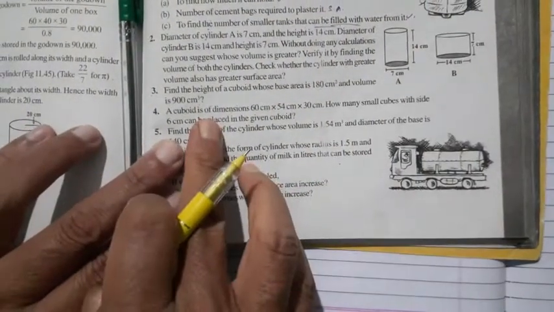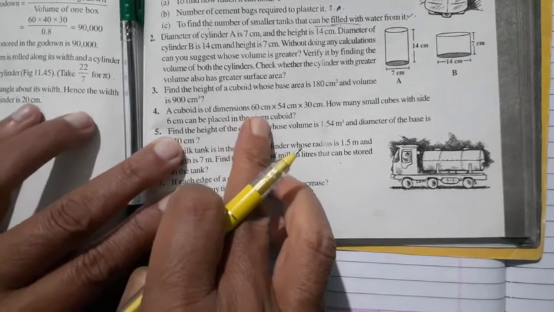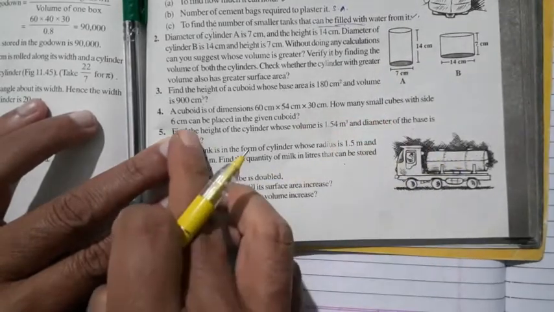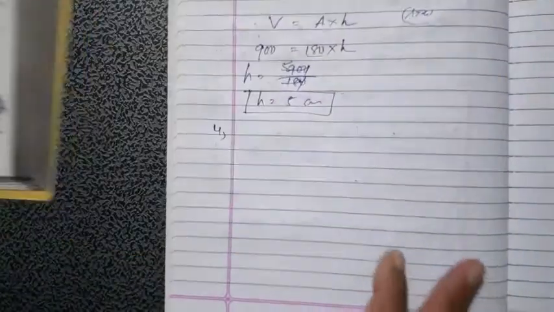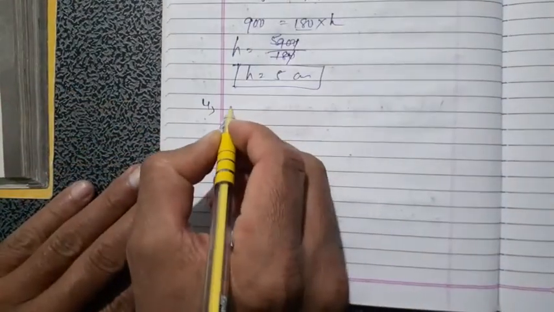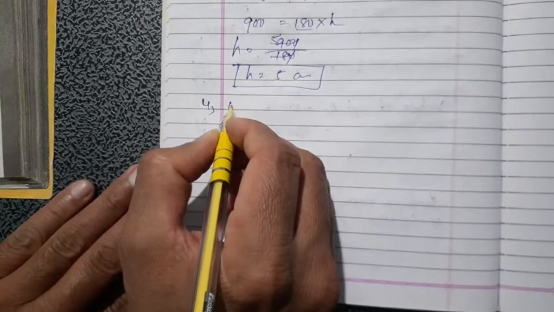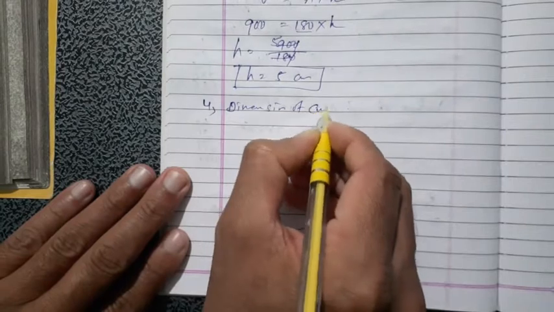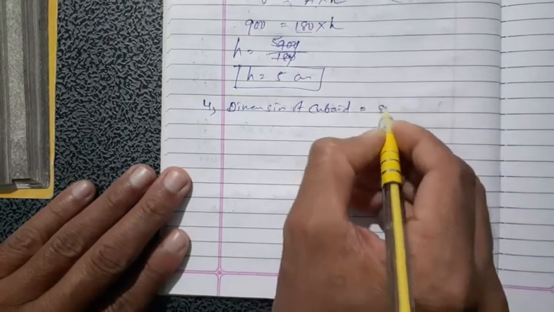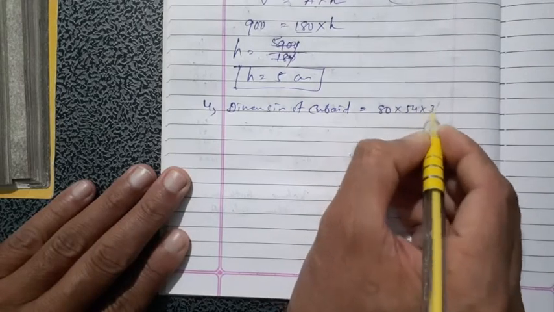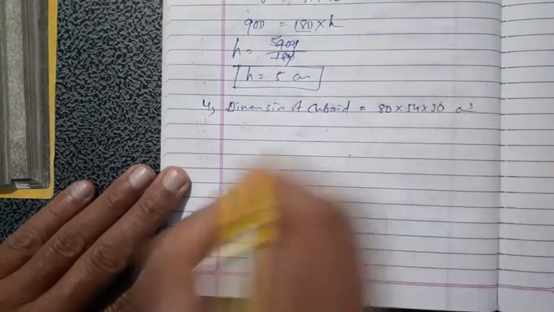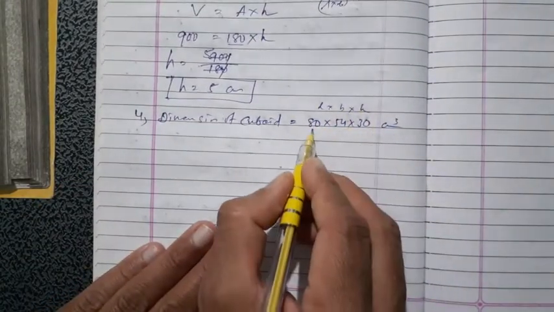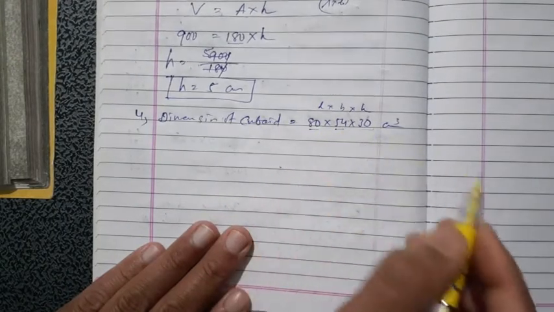A cuboid has dimensions 60 centimeter, 54 centimeter, 30 centimeter. How many small cubes of side 6 centimeter can be placed inside it? So here look, dimension of cuboid equal to 60 into 54 into 30 centimeter cube. That is L into B into H, means length is 60, breadth is 54 and height is 30.